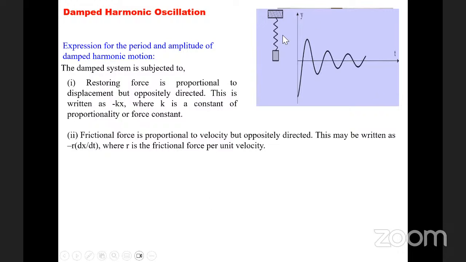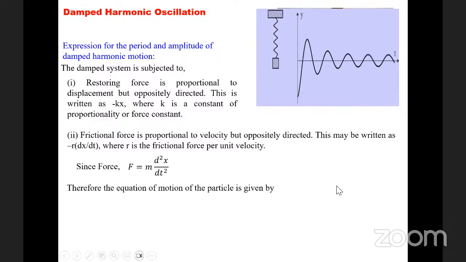So the other force in the damped harmonic oscillator, by which the oscillations die out, is the frictional force due to the air acting upon it. The frictional force is always proportional to the velocity, but it is also opposite. Restoring force is also opposite, frictional force is also opposite. So this may be written as minus r dx by dt, where r is the frictional force per unit velocity.